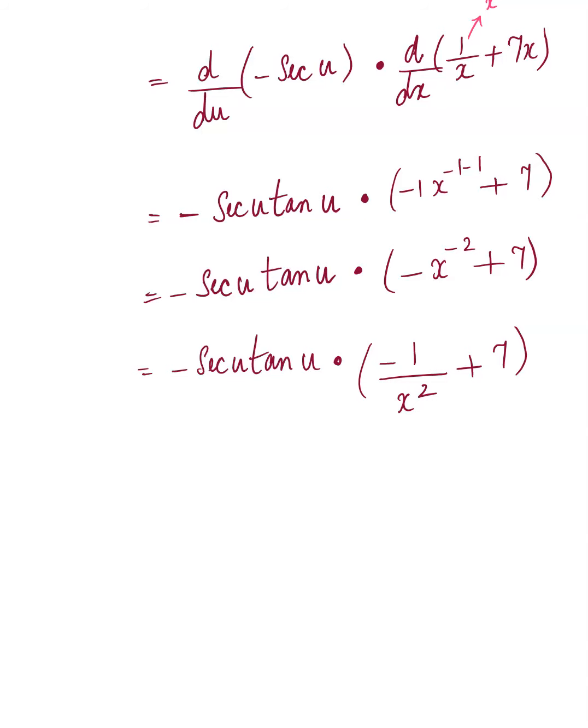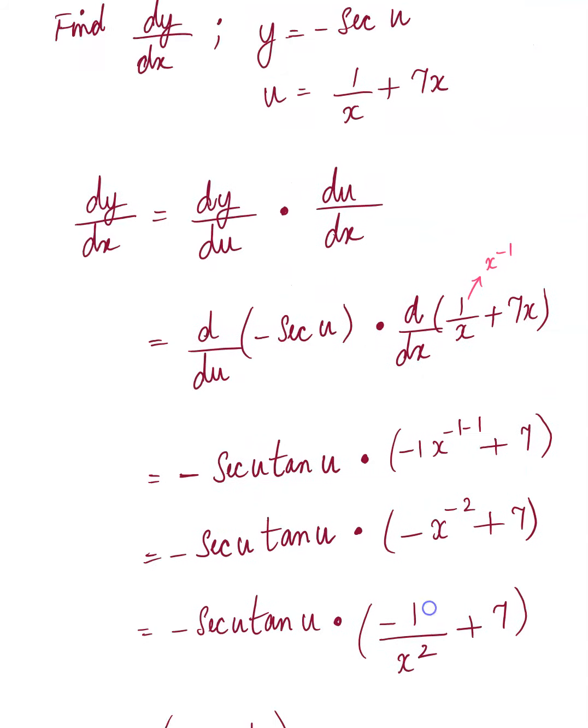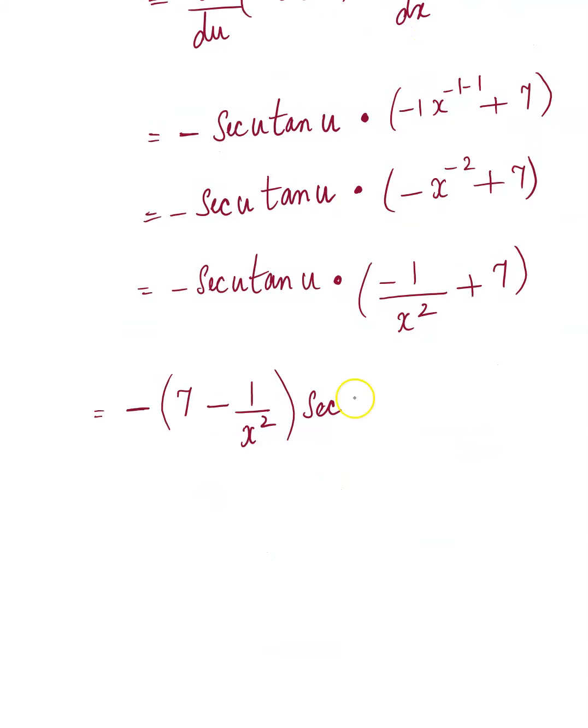The place where I need to fix this is the u, because we have to replace the u. But before I do that, I want to move this expression to the front. So that will be 7 minus 1 over x squared. Right? It just looks more appealing when you write it that way. And then there is this negative secant u tan u. So I can put it out here like this, okay? And then secant u, what is u? U is 1 over x plus 7x. Tan 1 over x plus 7x.